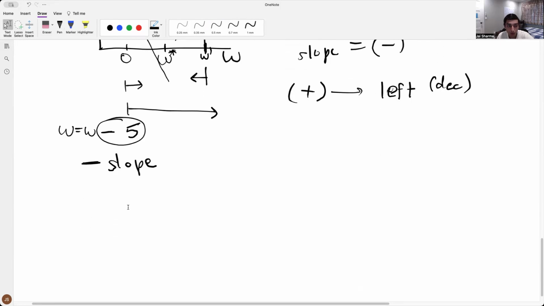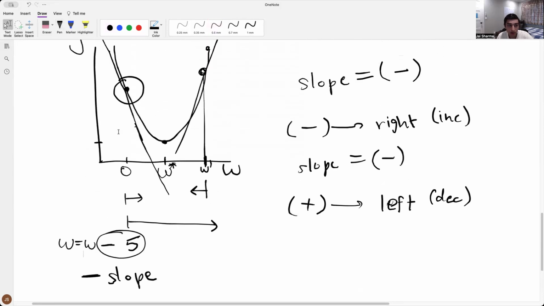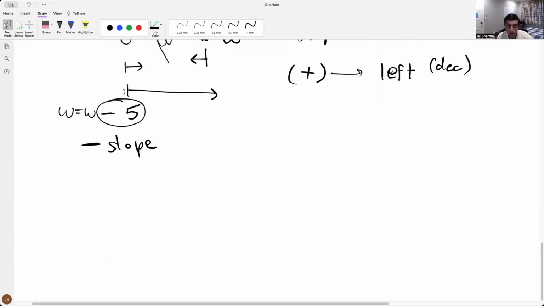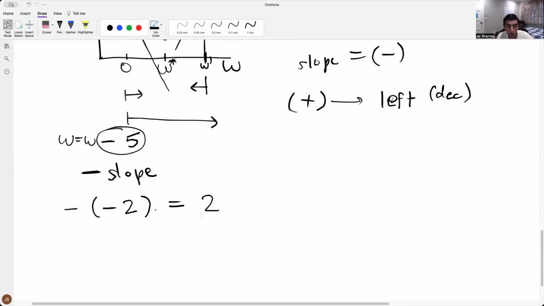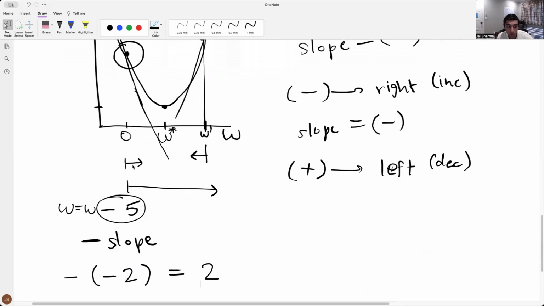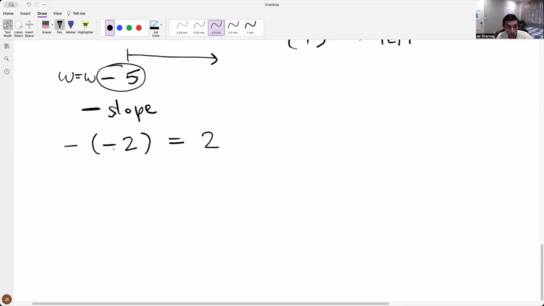Or let's say in this scenario, the slope is -2, for example. So the slope is -2. If we add a negative sign in front of that, then we get +2, right? And so that basically means that we want to increase the value of W by 2. We want to go to the right by 2 steps. So W is equal to W plus 2.